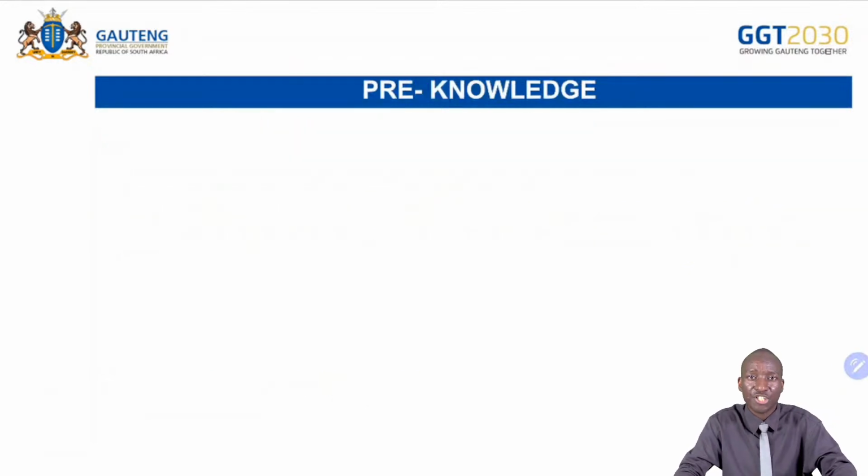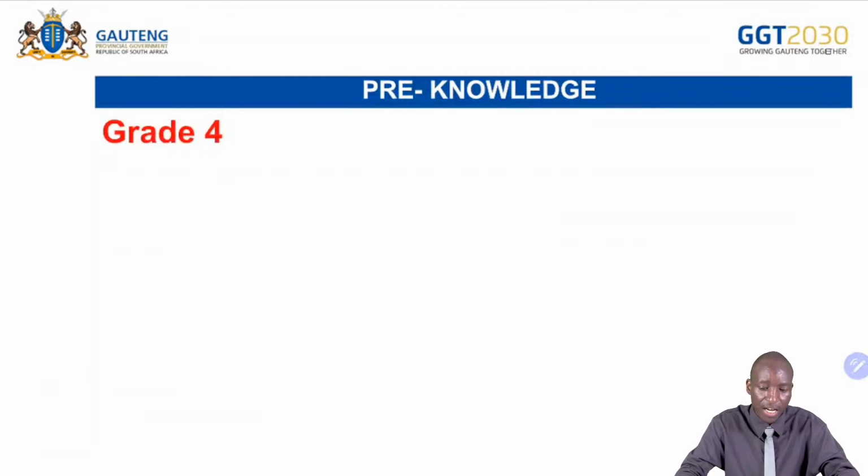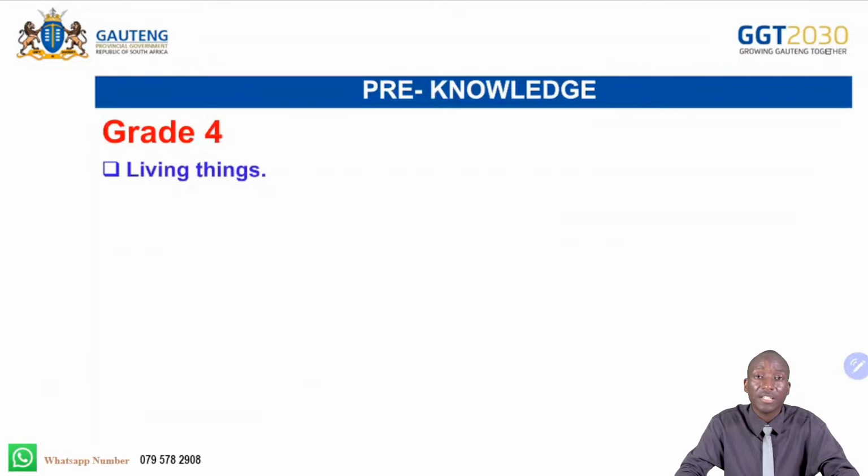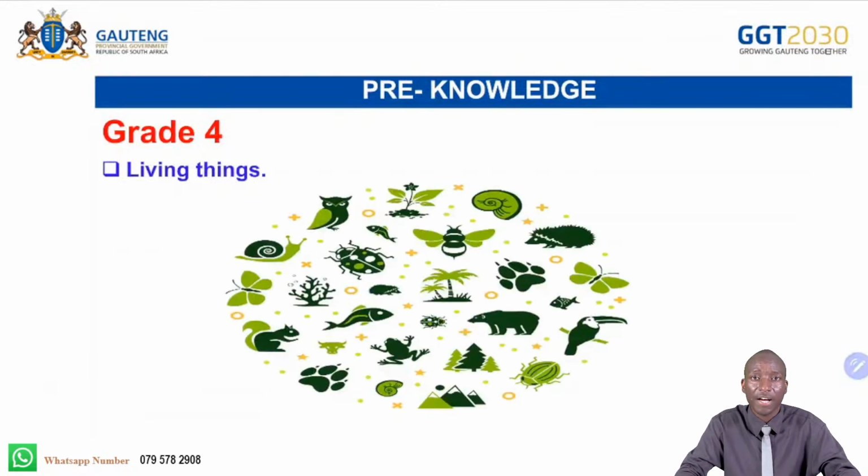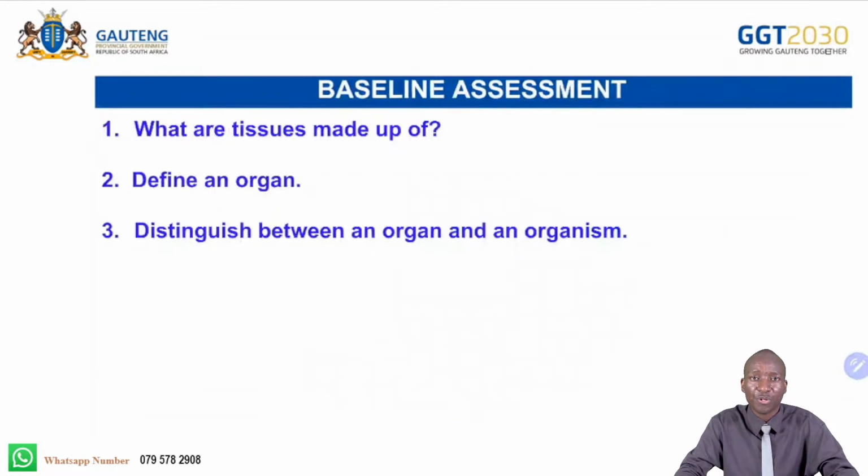Let's look at the pre-knowledge, what we need to recall so that we can easily fit in throughout today's lesson. Let's recall what we did in grade 4 under the topic of living things. That's our pre-knowledge, right? And this is going to help you to understand what today's lesson is all about. We're going to use the pre-knowledge to answer the baseline assessment, which has 3 questions as shown.